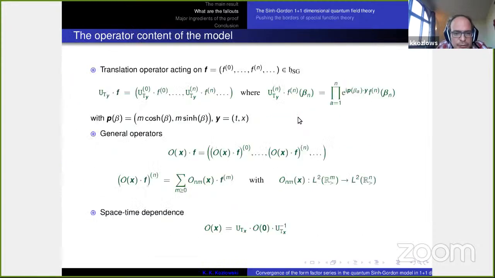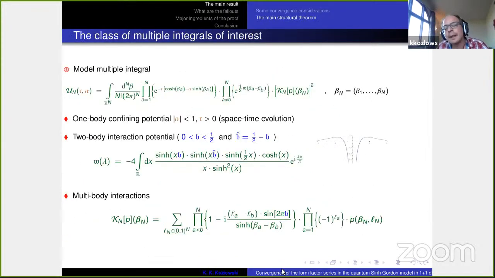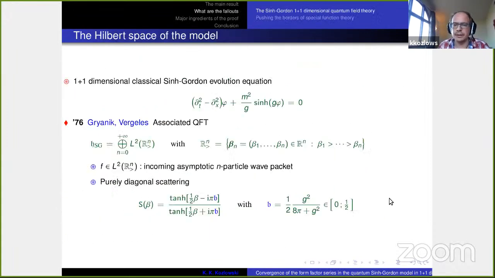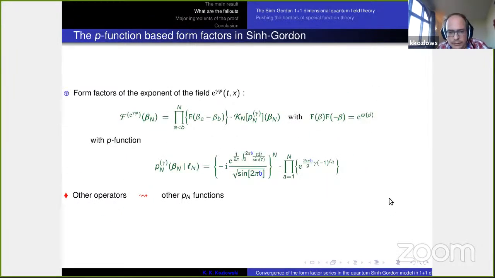So this combinatorial sum I showed here acts on a very specific function p, which for the exponent of the field takes the form of a normalization constant to the power n, and some factor depending explicitly on gamma and on the summation variables l_a, which were appearing in the transform, but no beta dependence. And then if you want to construct other operators, be it a descendant of the field or some other operator you would like, then you need to look for other P_n functions, and you have a quite extensive list of such functions.